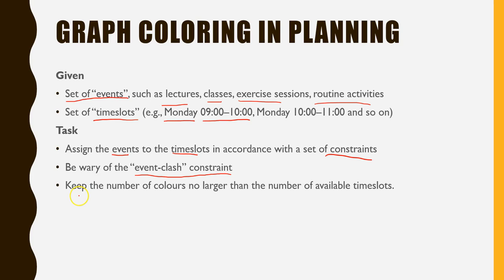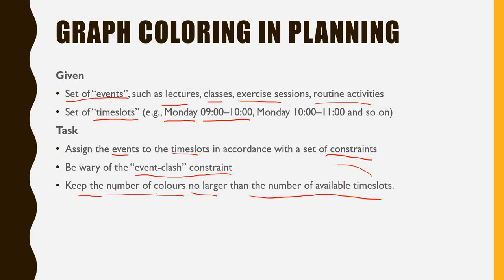Aside from that, looking back, we're recalling the second rule of graph coloring, which is that we have to keep the number of colors no larger than the number of available time slots. This is because if we have too many colors that go beyond the number of time slots, we would no longer have any time.